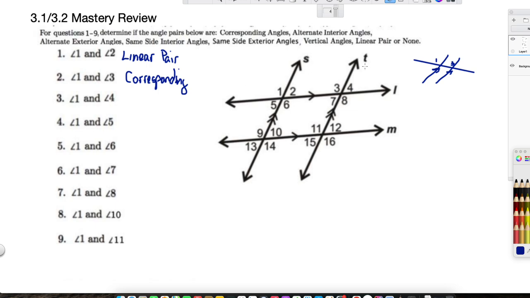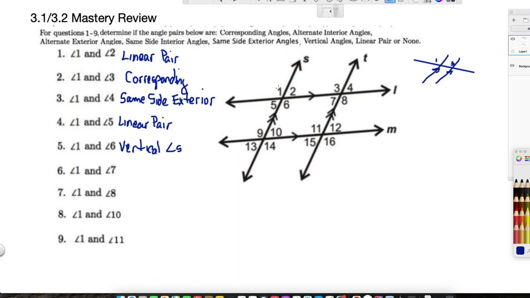1 and 4. All right, same parallel lines, same transversal. 1 and 4 are on the same side of the transversal, and they're exterior of the parallel lines. 1 and 5, again, this is a linear pair. 1 and 6, okay. So this is the only intersection we're looking at. Two lines intersect. The non-adjacent angles are called vertical angles.